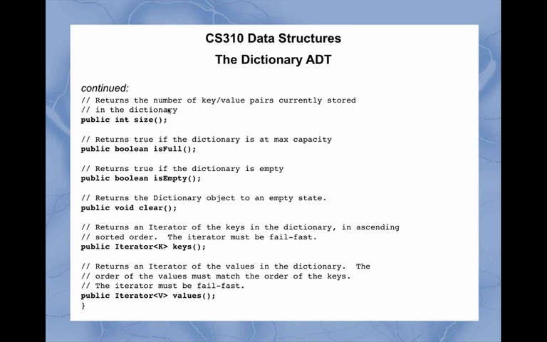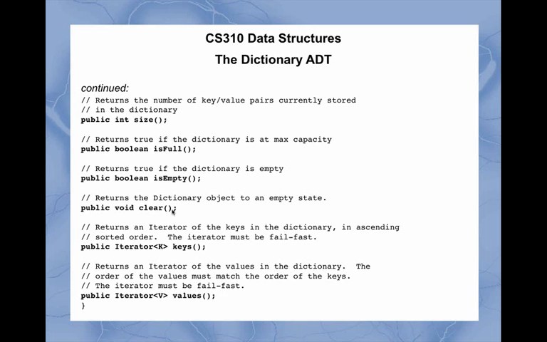Continuing with this, we have the size. Is full, is empty, perhaps. Is full becomes important because hash tables are generally implemented using arrays which can be full. And so this method is important. If you have implemented your dictionary using an underlying data structure which is never full or cannot run out of room, then you should always return false in this case.